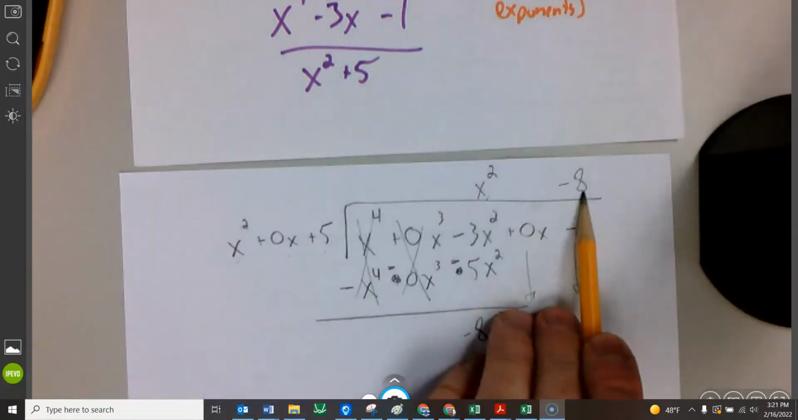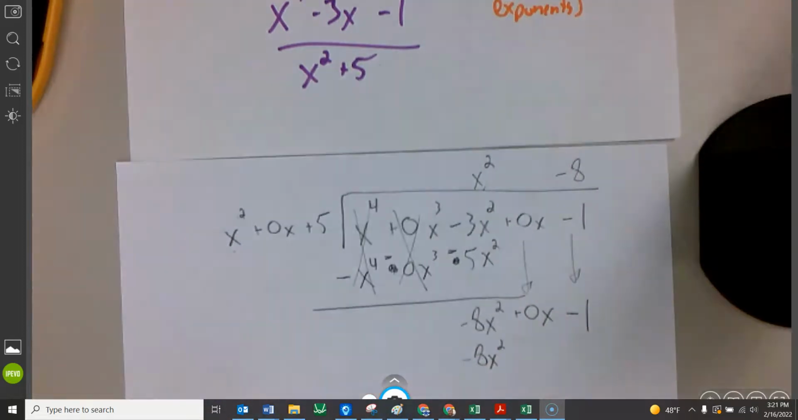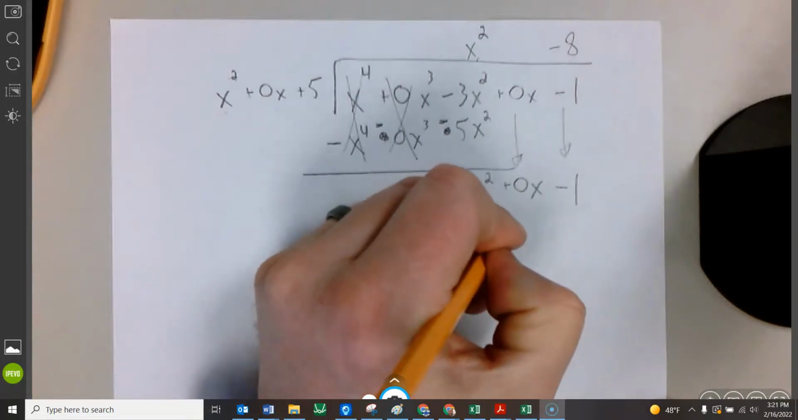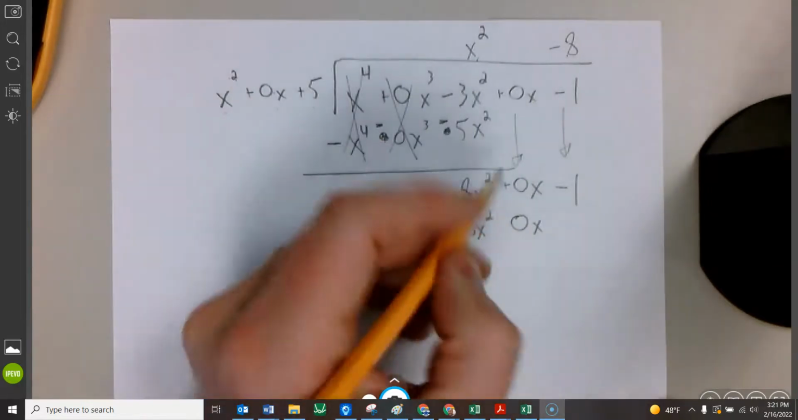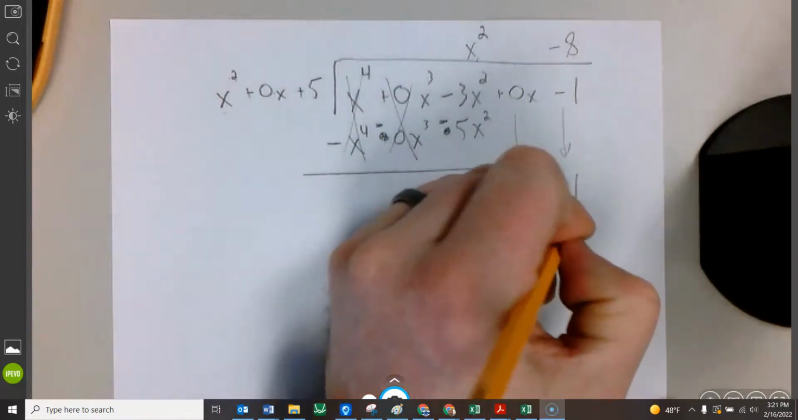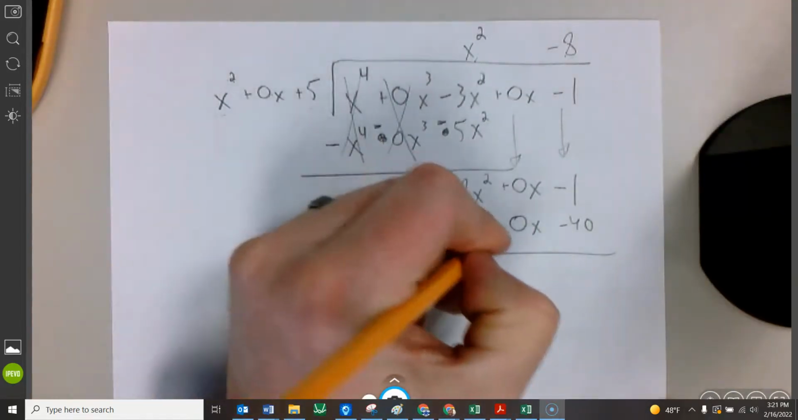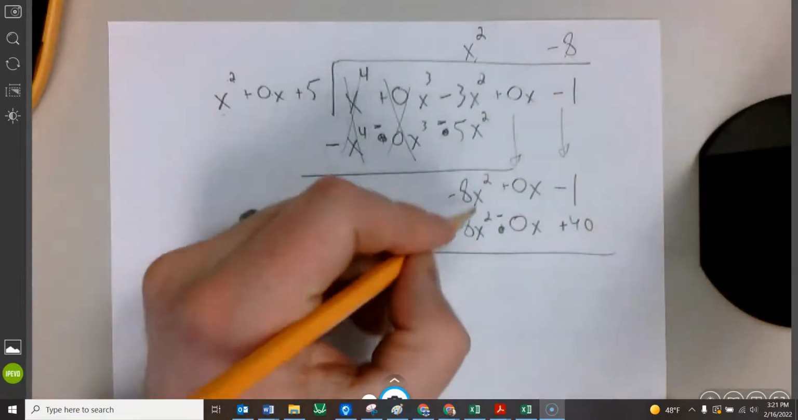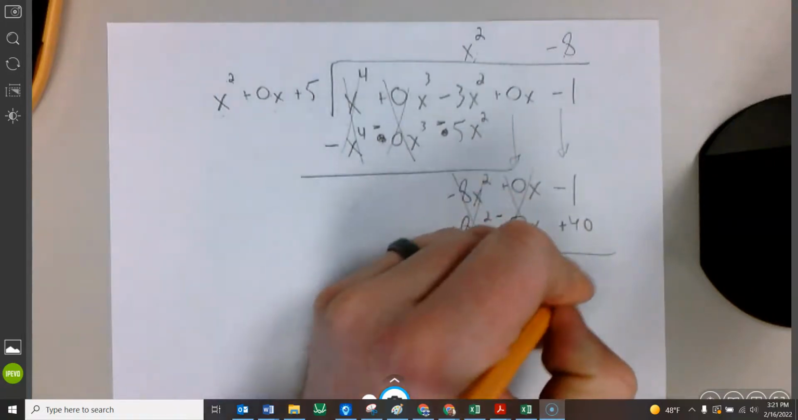I'll multiply negative 8 times all 3 of these. Negative 8 times 0x is 0x. Negative 8 times 5, negative 40. Next, change signs. Change sign, change sign, change sign. Add going straight down, those cancel. 0 plus 0 is 0. That will give me a positive 39.